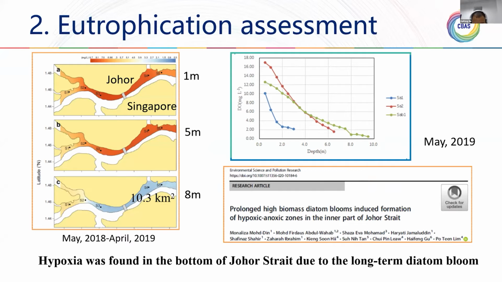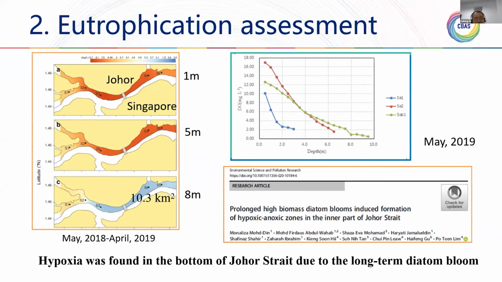The Johor Strait is located between Singapore and Johor of Malaysia and is well known for its eutrophication and harmful algae bloom. According to the survey carried out from May 2018 to April 2019, hypoxia was found in the bottom water with an area of 10.3 square kilometers, but not in the surface water and medium water.